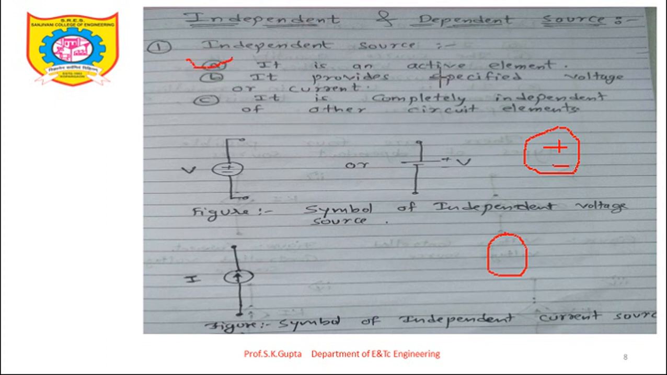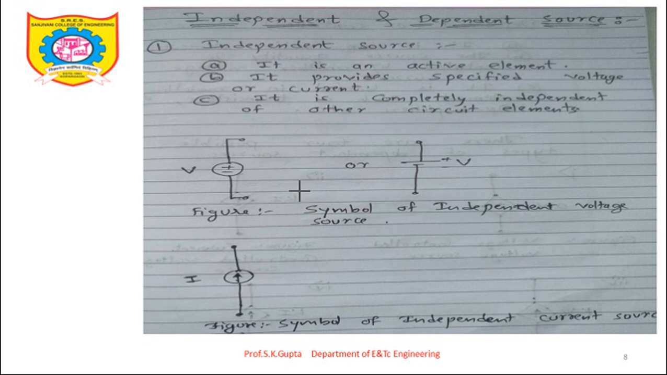So the meaning is that it is capable of delivering energy. Then second point, it provides a specified voltage or current. For example, if this 5 volt source is there, then you can connect it to other circuit elements or other networks, so it will deliver 5 volt to the other networks. And the third point is that it is completely independent of other circuit elements.